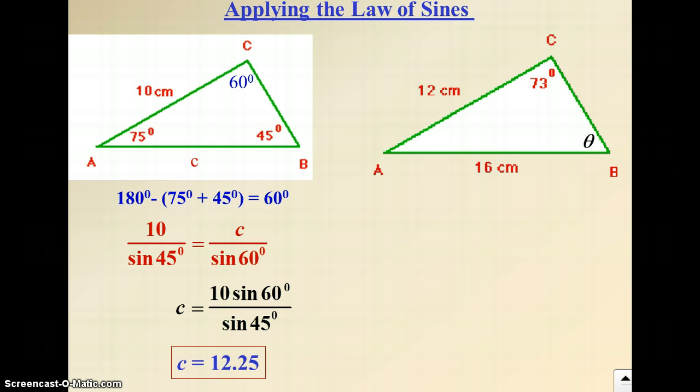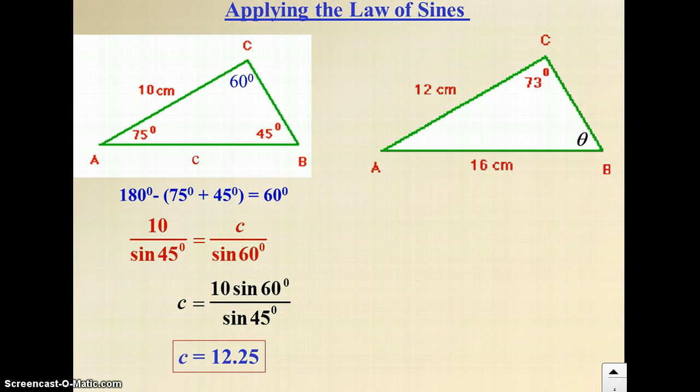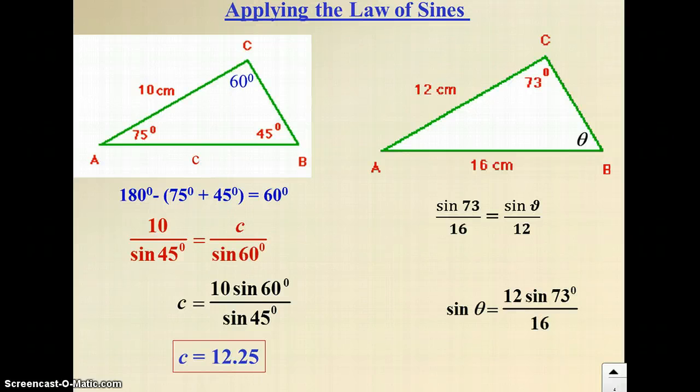Second example, I'm asked to find angle B, or we'll label it angle theta. So again, I've got a complete ratio. I know angle C is 73 degrees. I know side C is 16 centimeters. There's my complete ratio. I know the side opposite angle B, so I can use that to find angle B, or angle theta. My unknown is in the numerator, so I want to keep my angles in the numerator this time. Once we have the equation, we're going to solve for sine theta. Multiply both sides by 12. Sine theta equals this equation, and using our calculators, we figure out angle theta, 45.8 degrees.